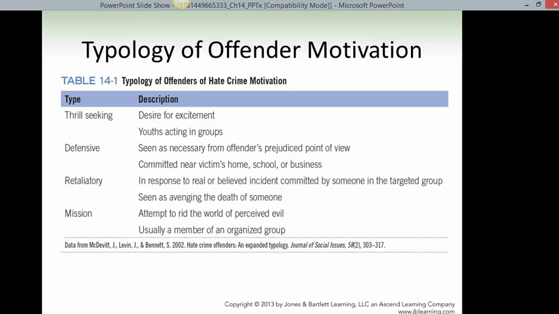Under the type of defensive, description: seen as necessary from the offender's prejudiced point of view, committed near the victim's home, school, or business. Type, retaliatory, description: in response to a real or believed incident committed by someone in the targeted group, seen as avenging the death of somebody. Type, mission, description: attempt to rid the world of perceived evil, usually a member of an organized group. This is taken from McDevitt, Levin, and Bennett in 2002, Hate Crime Offending: An Expanded Typology, Journal of Social Issues.